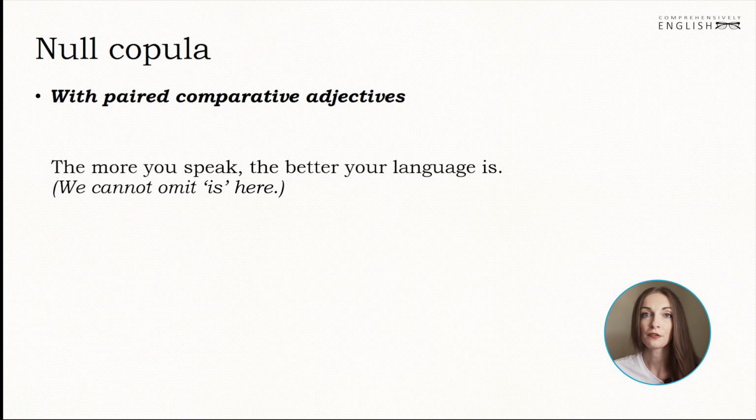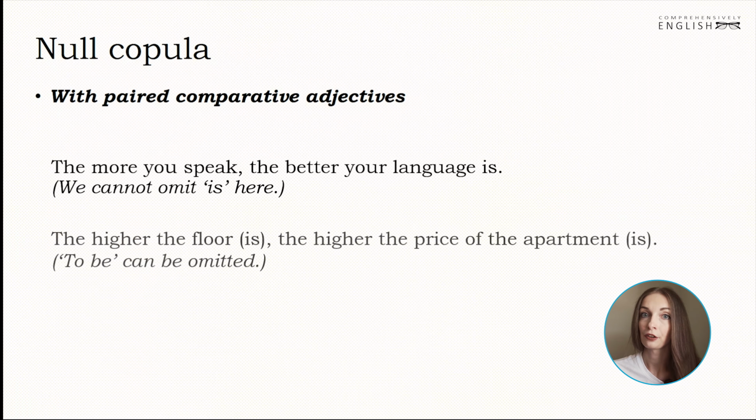But let me show you a different example. The higher the floor is, the higher the price of the apartment is. As it is the same verb in both cases, in these paired comparatives, we can drop the verb to be. So you can just say, the higher the floor, the higher the price of the apartment. And this sentence actually sounds better. Instead of repeating the verb is two times, you drop it altogether.